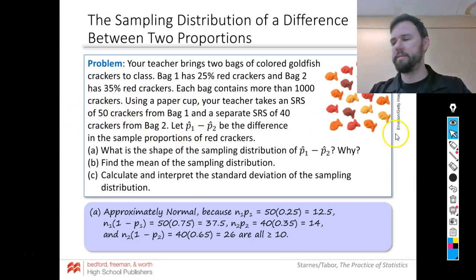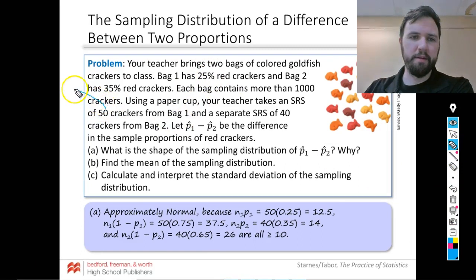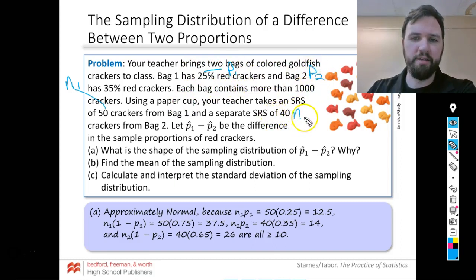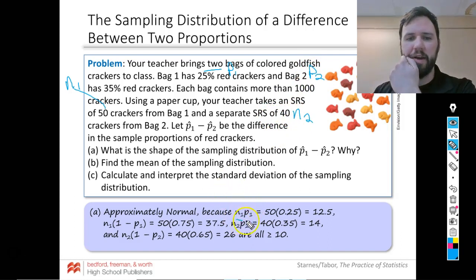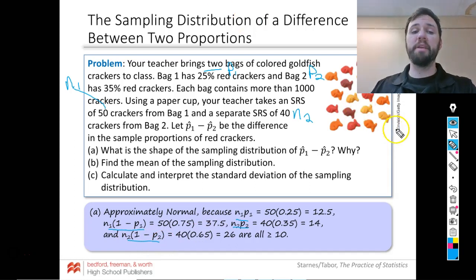So think about this. Here's your n1. Here's your p1, right? Here's your p2. And here's your n2, right? So n1 times p1, n1 times 1 minus p1, n2 times p2, and n2 times 1 minus p2 are all greater than or equal to 10, so I know the shape is going to be normal. Okay?